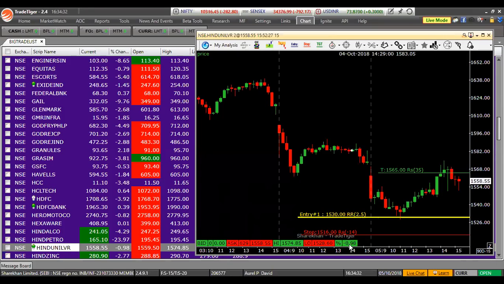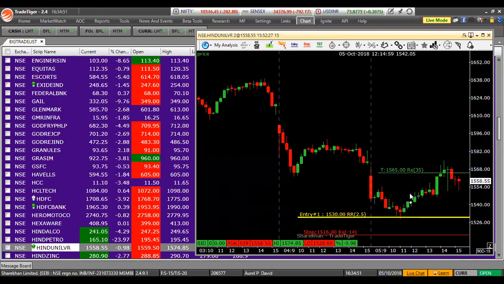As you can see, the low that it made was 1,528.6. So I bought the stock at almost the low of the day. This is what is meant by timing the market. So you're trying to buy at a price where the market is just turning around.